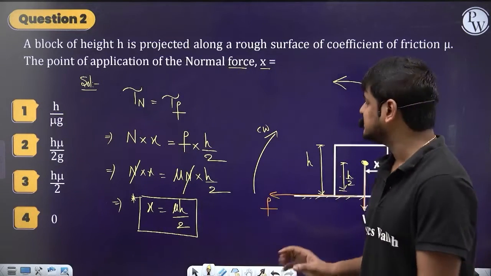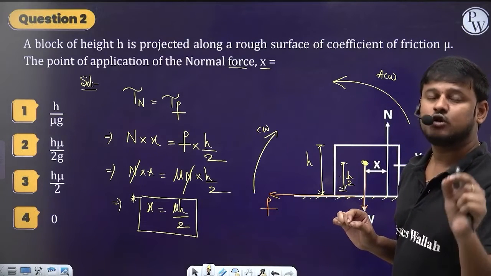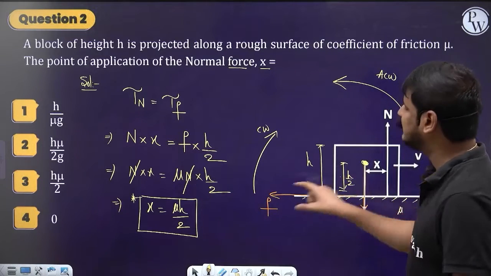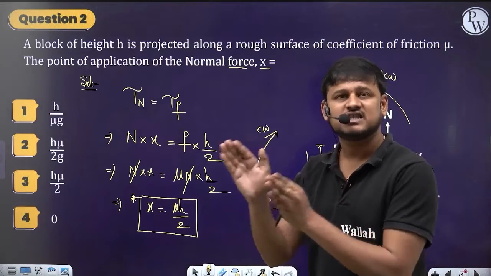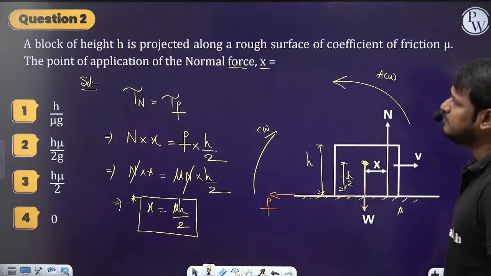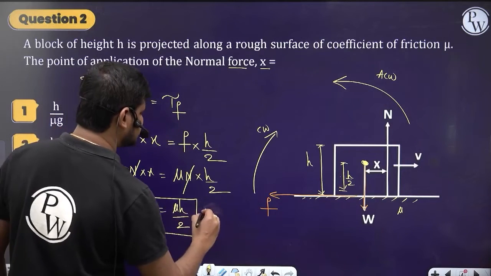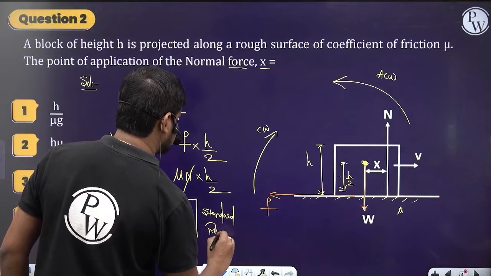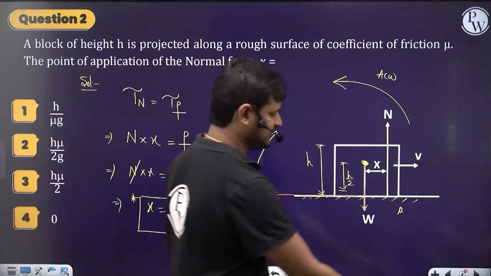But that means normal will not act exactly at the center, guys. Normal will not pass through the center. It will act at a distance mu h by 2. So if the block height is given and the coefficient of friction is given, you can calculate at what distance the normal reaction is acting. Understood now? Clear? Chalo, important concept plus question. You should remember it as a standard result. Clear, guys?